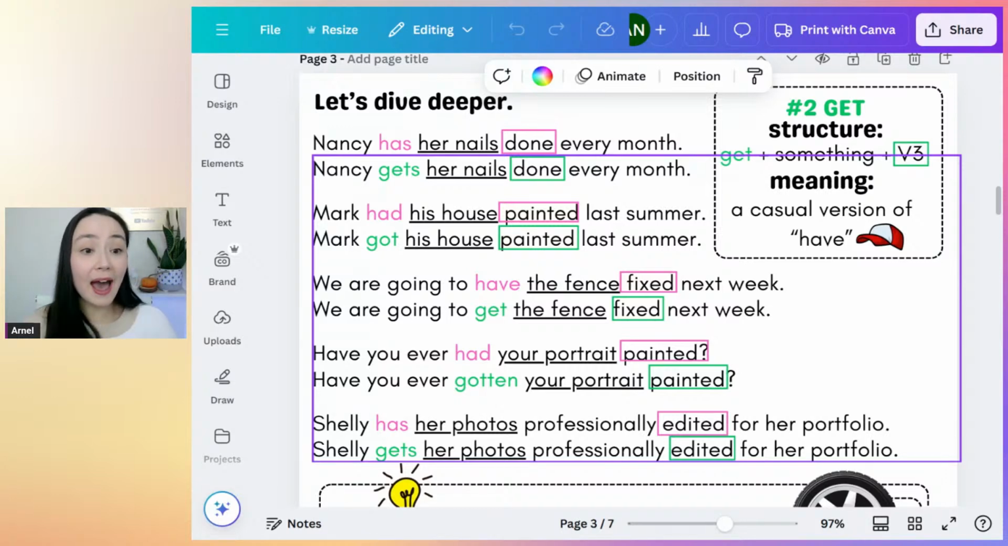We are going to have the fence fixed. We're going to get the fence fixed. Same thing. Have you ever had your portrait painted? Have you ever gotten your portrait painted? Shelley has her photos professionally edited for her portfolio. Shelley gets her photos professionally edited for her portfolio. So a lot of times we're talking about a service you pay for. Normally you pay for something when you use the causative.